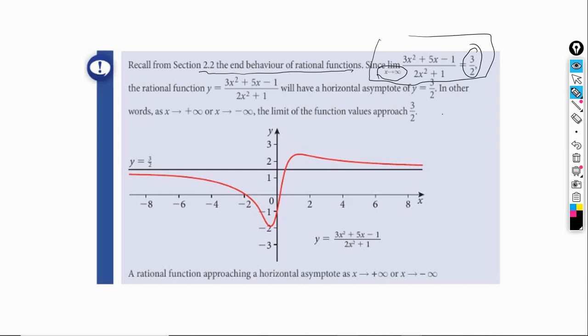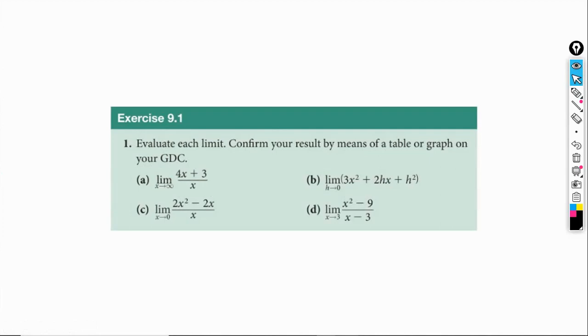So these limits to infinity actually reveal what the horizontal asymptotes of functions might be. We can see in the graph, this would be the graph here in red of the polynomial function, and the black line here, y equals 3 halves, is the horizontal asymptote of said graph. So after those examples, you're going to find exercise 9.1. Please work on the questions from this section.